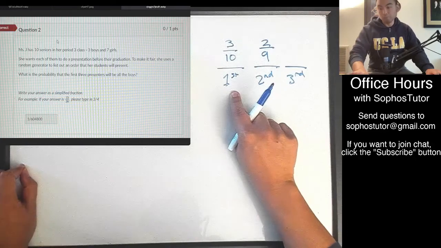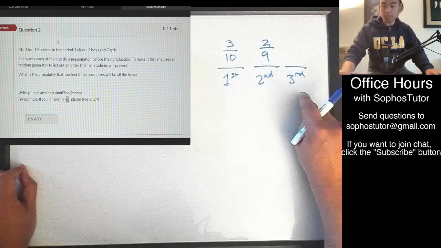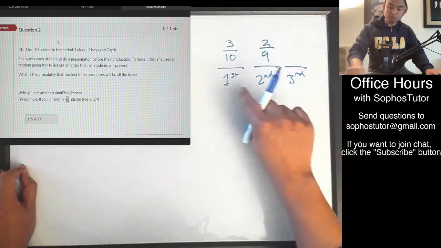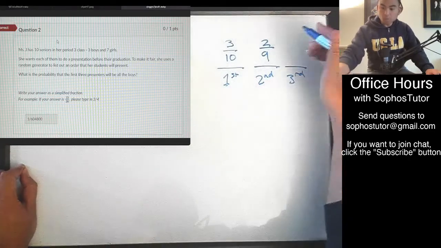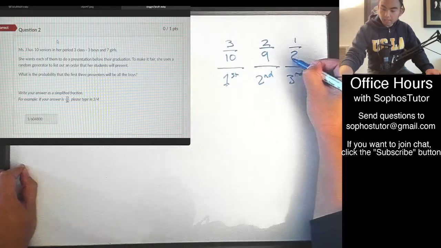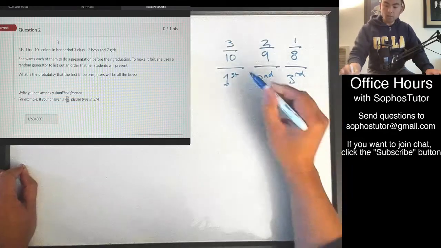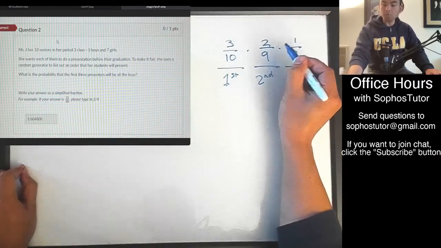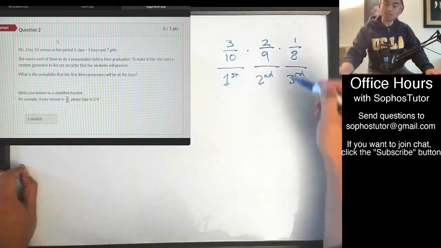Now, what's the probability that the third presenter is a boy, given that both the first and second presenters are boys? We have only 1 boy to choose from out of 8 seniors. And so to find the total probability, we need to multiply these 3 fractions.